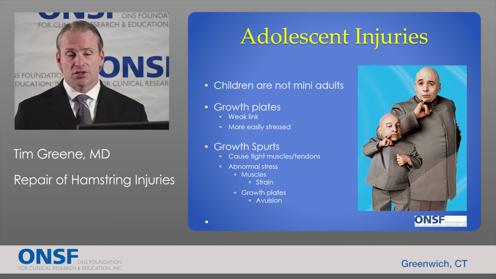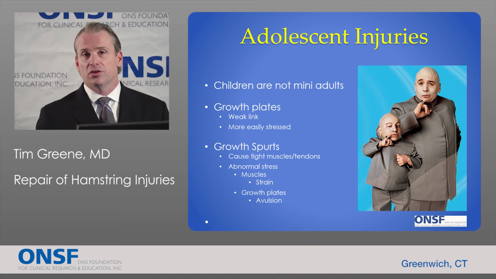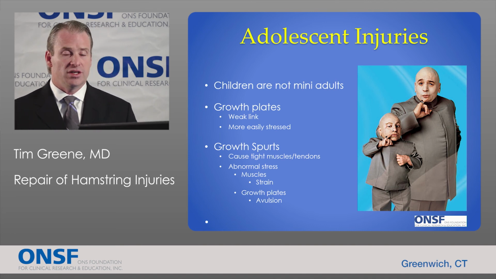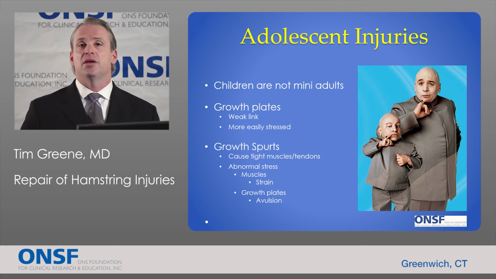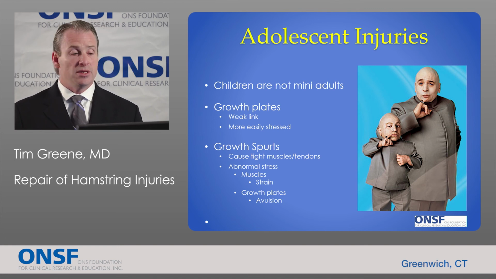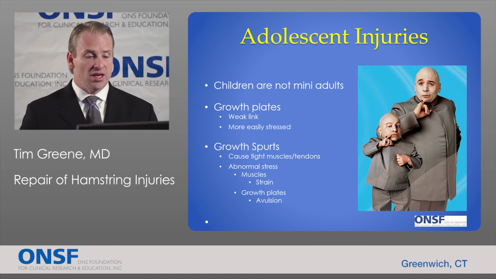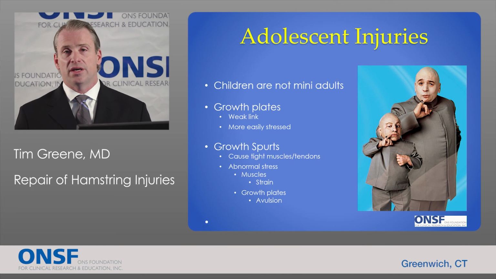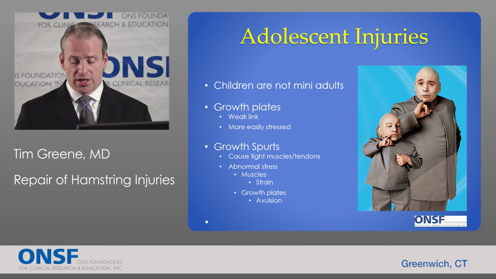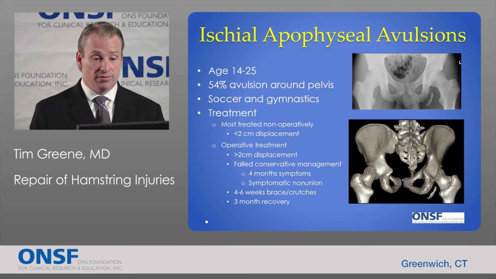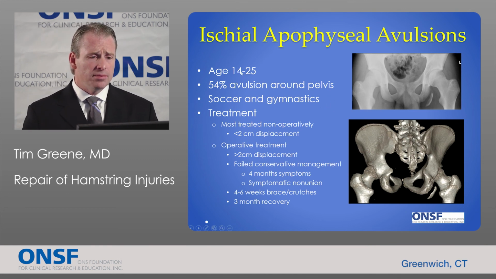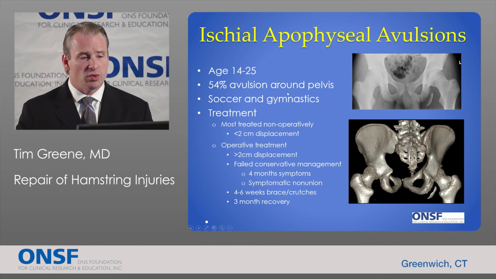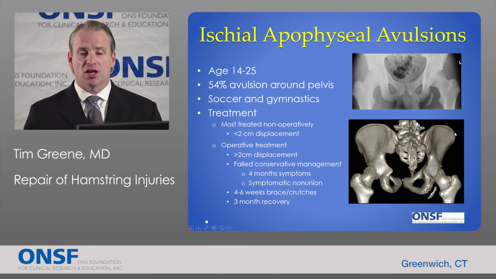So then we get to our adolescent group, and children aren't mini adults. They're their own entity, and it really comes from the growth plate. Again, this can be a muscle tendon injury, but it tends to be more about the growth plates, and these become injuries through growth spurts. We see kids grow, that bone outpaces the muscle tendon, it pulls harder and creates muscle strain, or sometimes these avulsion injuries. This can happen at any time, with peak incidence between 14 and 25 years of age, and about half of these are going to come around the pelvis.